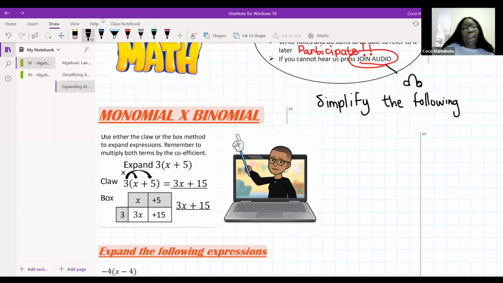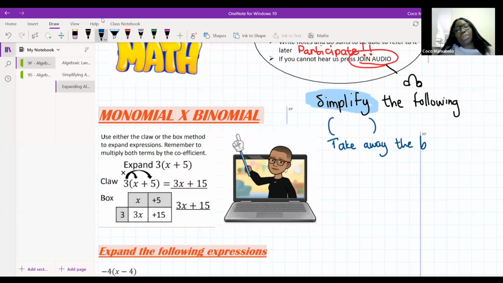Simplify the following. Now, I always tell my kids, because I also teach at a school, whenever you see the word simplify, what simplify actually means is they've given you brackets, and you need to take them away. So simplify means take away the brackets. And how do we take away the brackets? We multiply anything that's inside the bracket. So whatever's sitting in the bracket needs to be multiplied with whatever is outside, immediately outside.